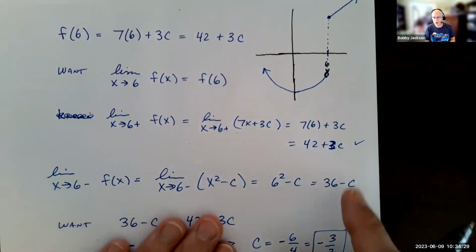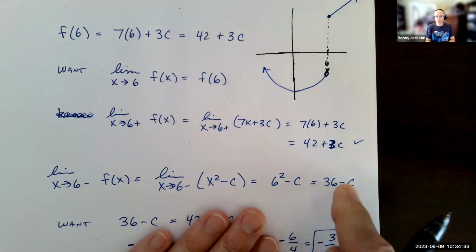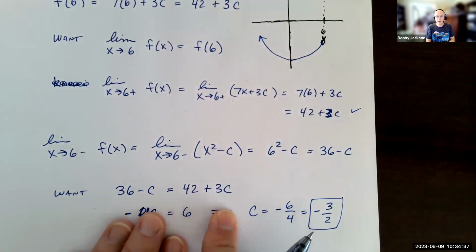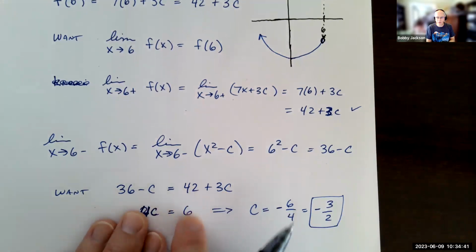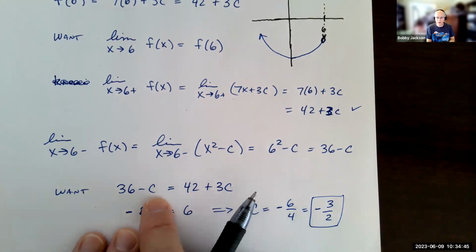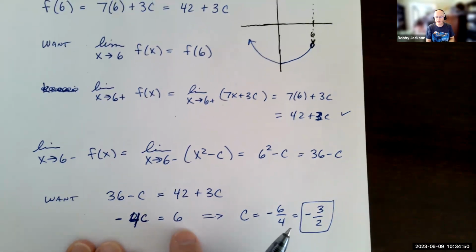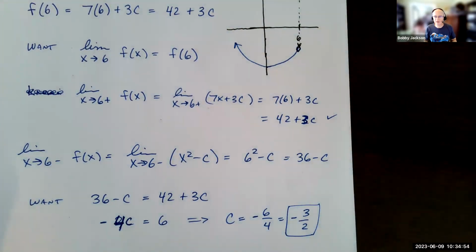So algebraically, it's pretty easy. I just need this limit here from the negative side, 36 minus c, to equal the 42 plus 3c, right? And that will connect the two pieces. So I subtract 36 from both sides, 42 minus 36 giving me 6. Subtract 3c from both sides. So negative c minus 3c is negative 4c. Divide 6 by negative 4, and we get c is negative 3/2. That's the value that will work.